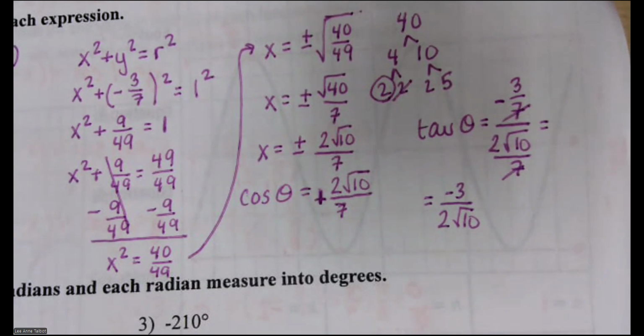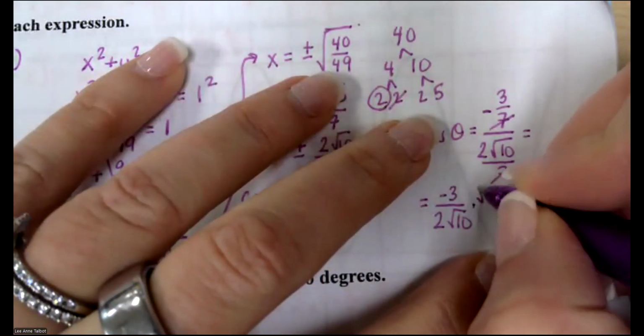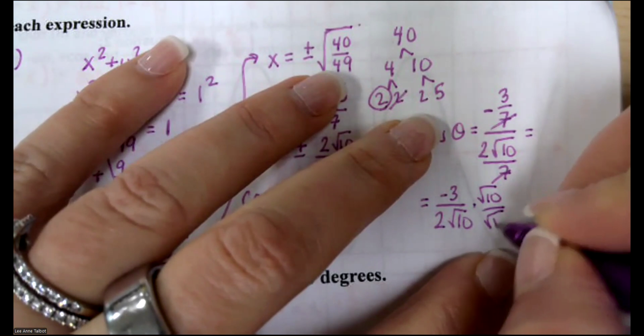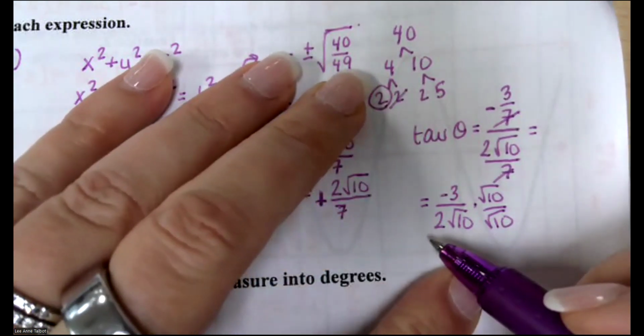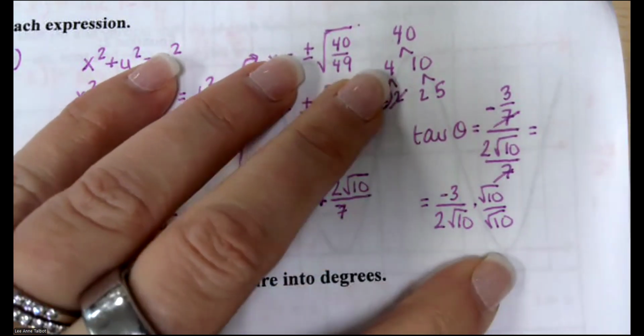And a lot of times you'll notice that you have a root in the bottom, which is a problem. Notice you don't need to multiply by the 2, also just the root 10 part.